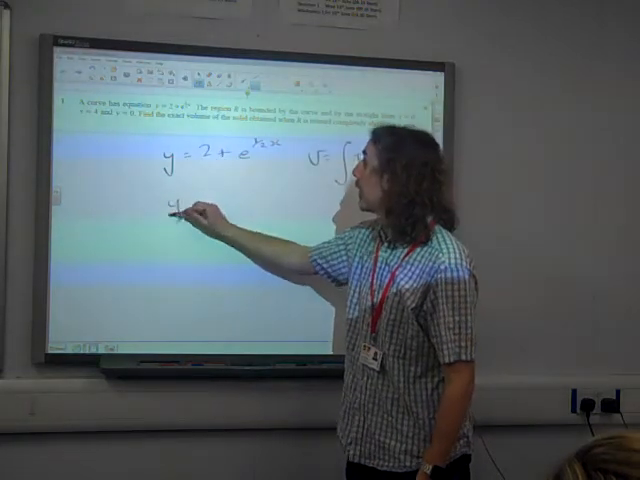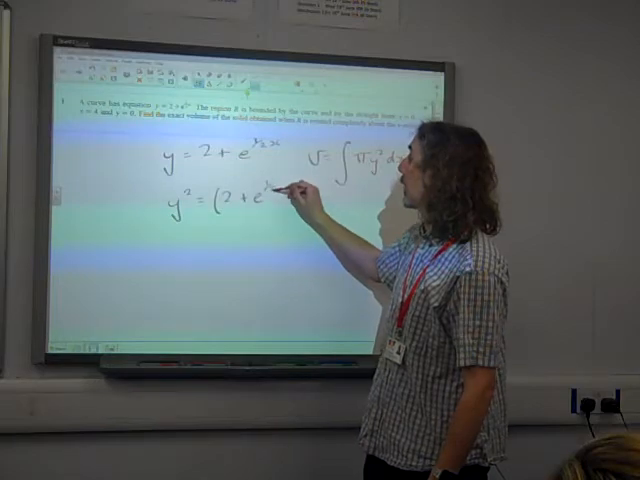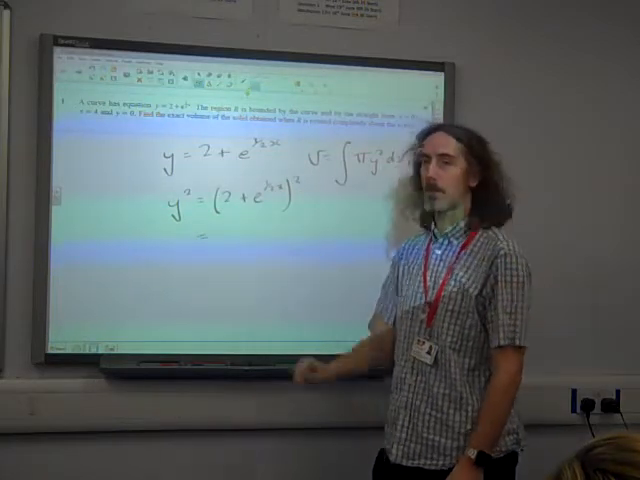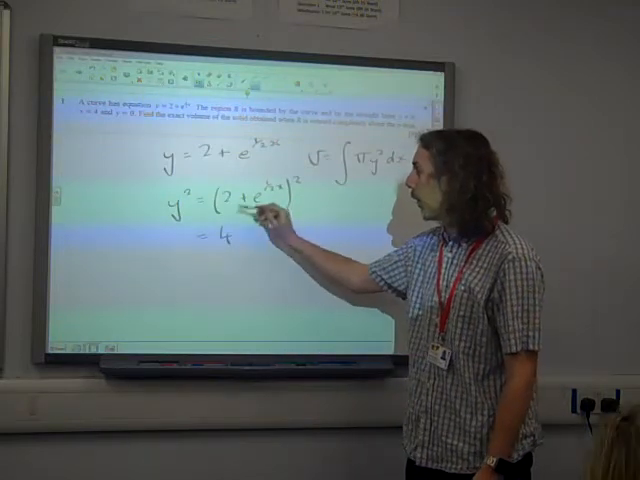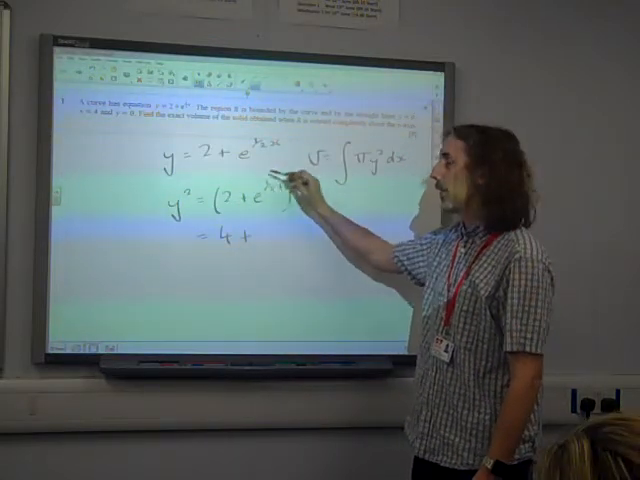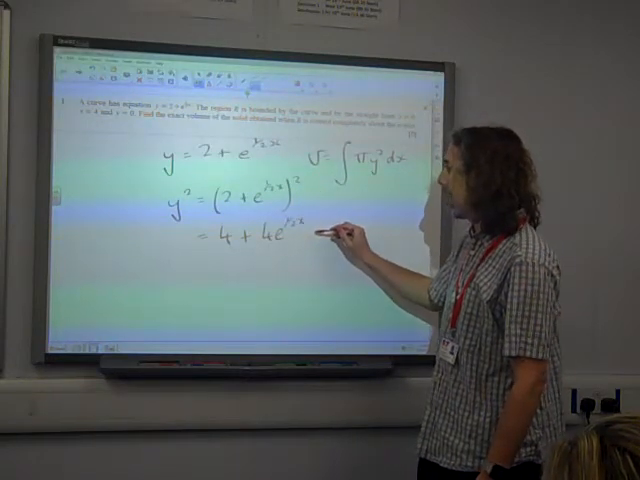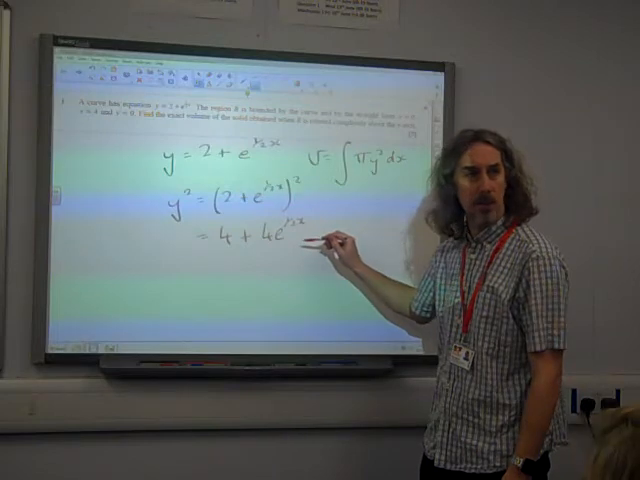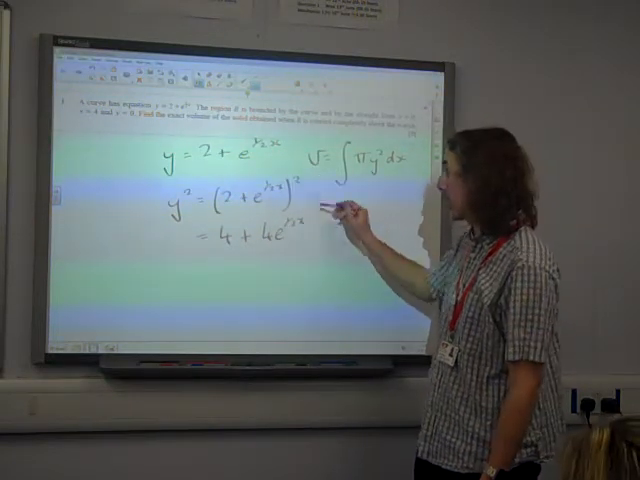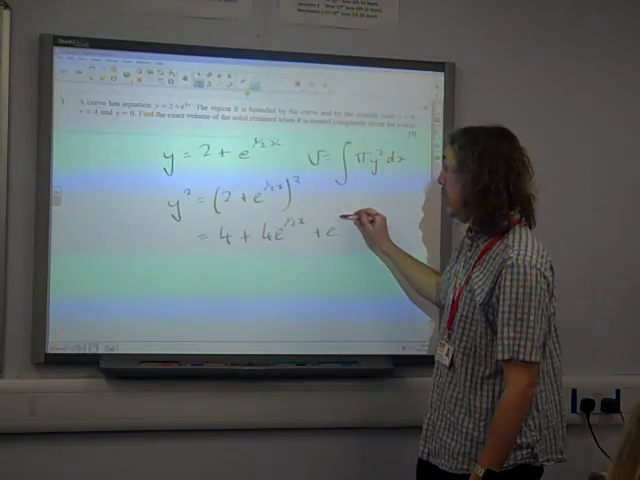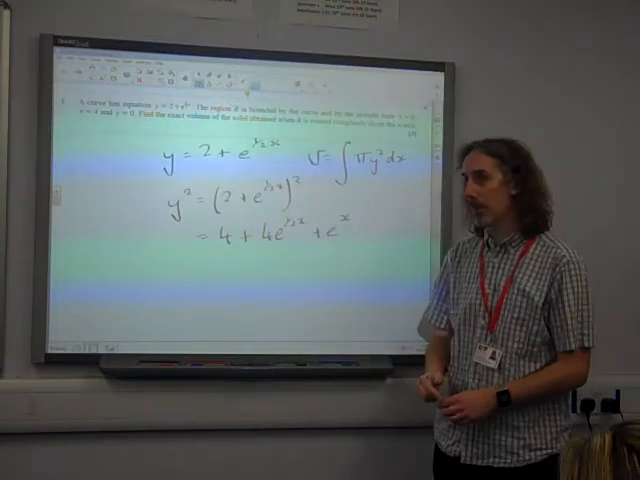If y is 2 plus e to the half x, y squared would be that squared. A number of people got mixed up with the indices when doing this. This gives us 4. We then have 2e to the half x plus another 2e to the half x. And then e to the half x times e to the half x. You could think of it either way. You add the powers, or we do half x times 2. Whichever way you do it, you end up with e to the x as our next term. So that's the thing we've got to integrate.